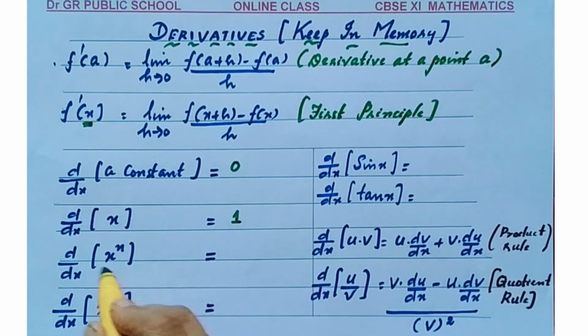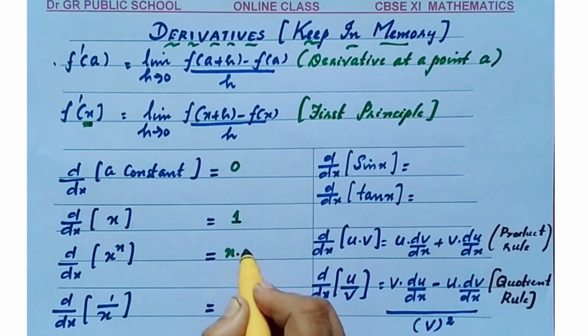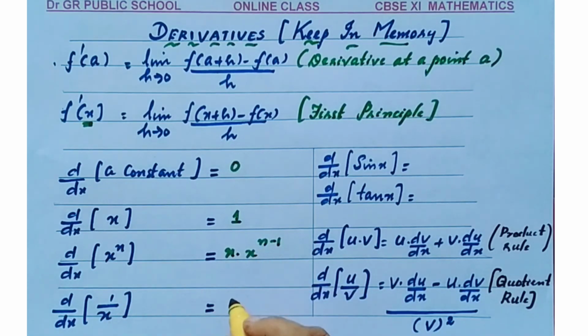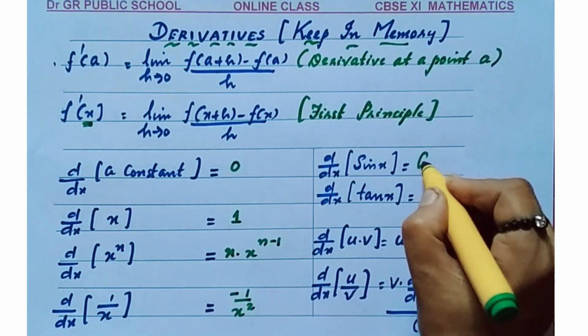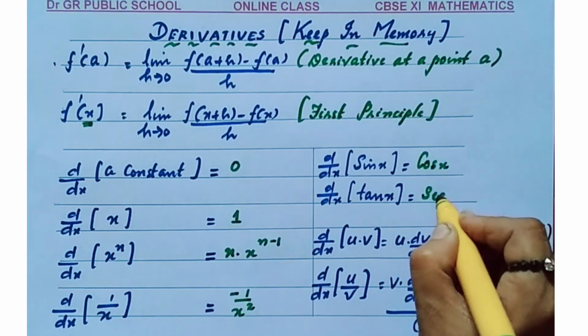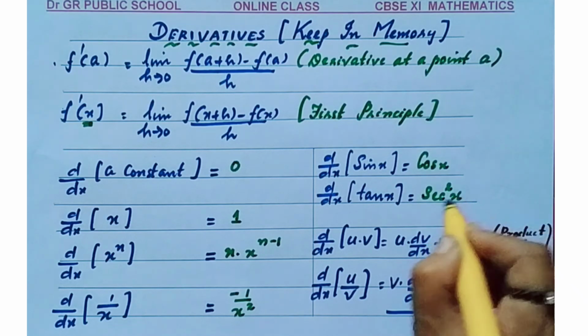Derivative of x raised to n is n into x raised to power n minus 1. Derivative of 1 by x is minus 1 by x square. Derivative of sin x is cos x. Derivative of tan x is sec square x. You need to learn all this by heart.